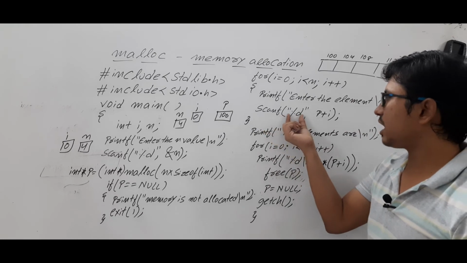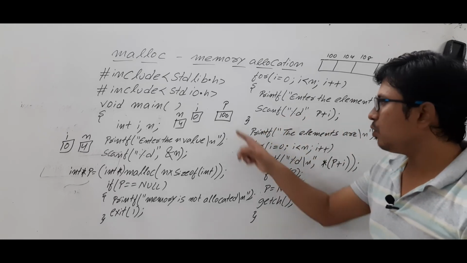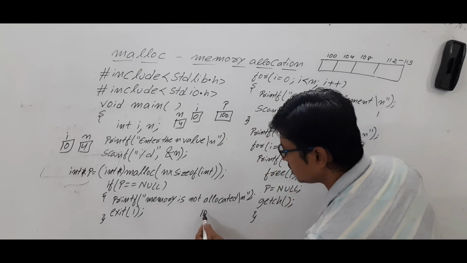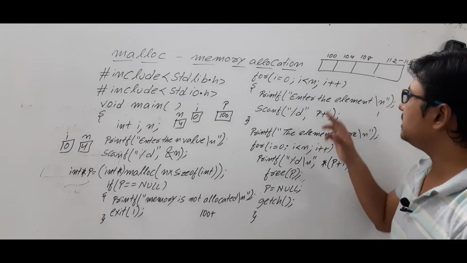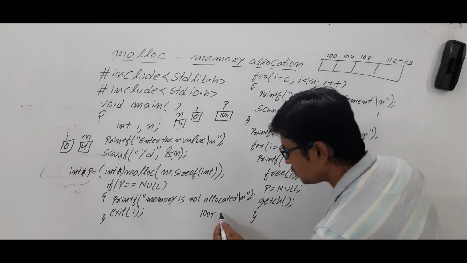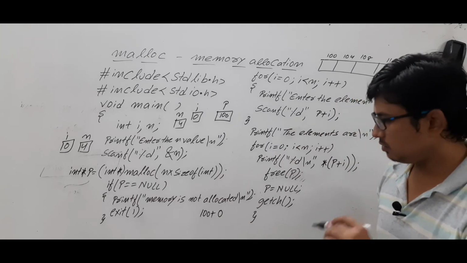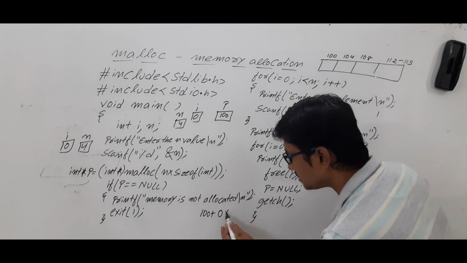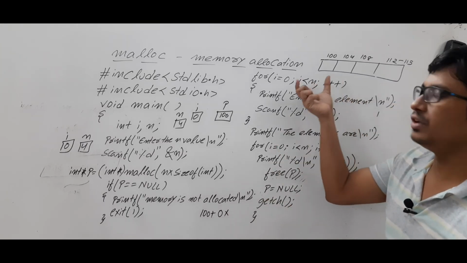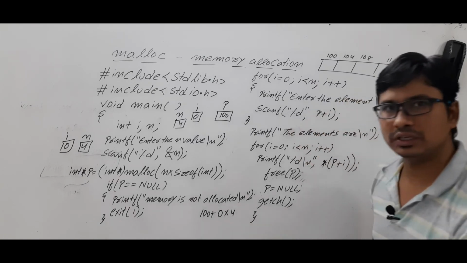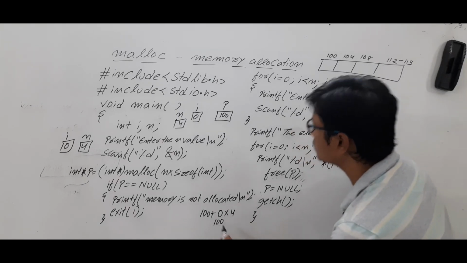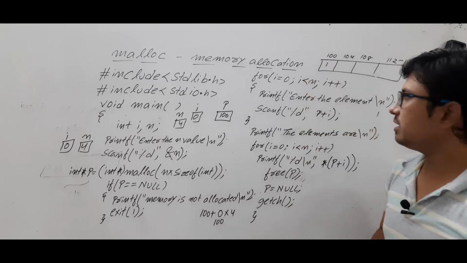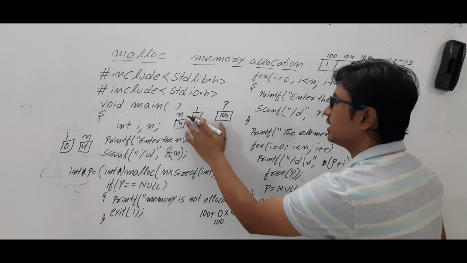Now here I have written scanf percentage d, p plus i. What does p consist of? p consists of 100, which is an address. Are you able to understand? And the i value is initially 0. So 100 plus 0 will be 100. I agree. But as it is an address, you need to multiply this 0 with the size of the variable. Here the size of the variable is int, so it is 4 bytes, which will be 100. So in the 100th memory location, you are storing the value 1.